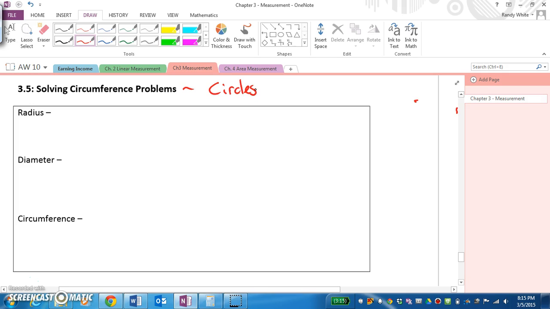Because you're dealing with circles, it's not quite as easy as it is with a rectangle or a trapezoid, or a triangle. It's circular. It's round. So we have to use a little bit of a different method for that. So one of the things we need to know about a circle is what a radius is. A radius is the distance from the center of the circle to the edge.